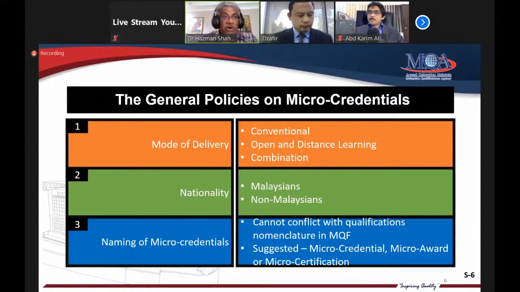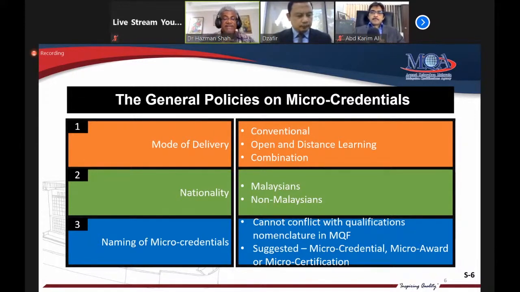It is open to all. If you look at Apple A, it was limited to Malaysians. Apple C was open to all. And similarly, the micro-credential guideline or micro-credential is open to all, Malaysians and non-Malaysians.